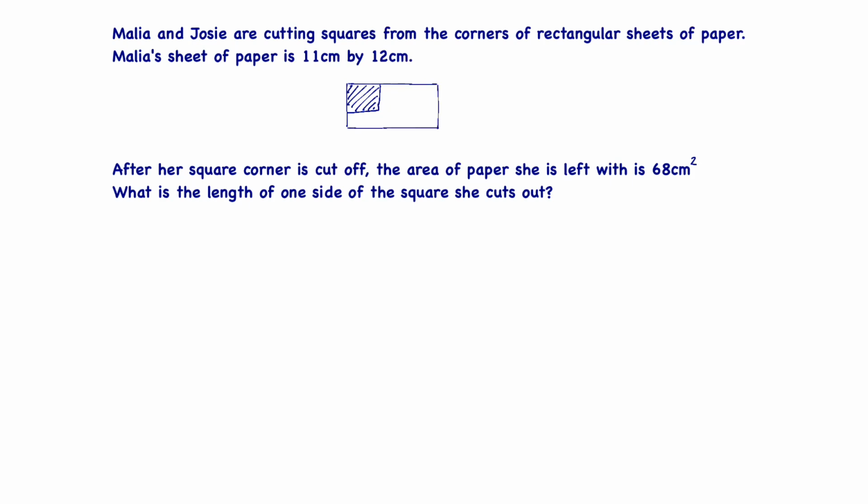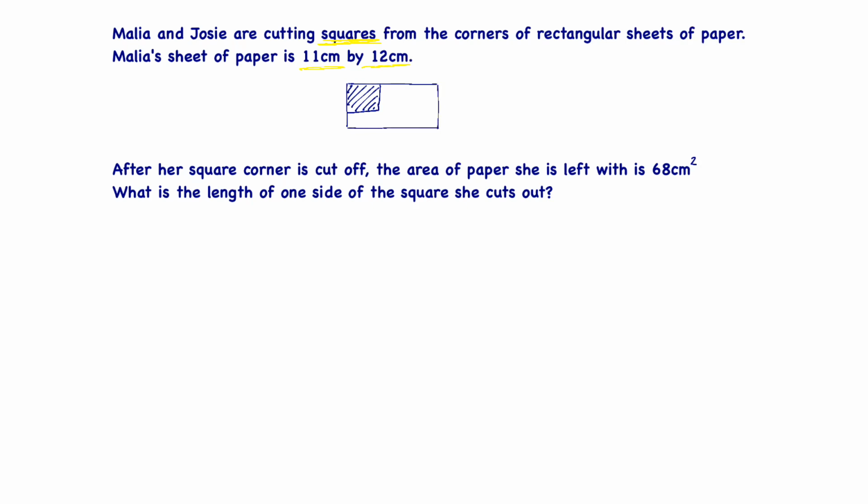Just a reminder that in questions like this, if ever you see a diagram, that diagram won't be to scale, so don't let that trick you into thinking certain things about the shape. Let's underline any important information. They're cutting squares from the corners of rectangles, so it's a square that they're cutting. Now, Malia's sheet of paper is 11 by 12.